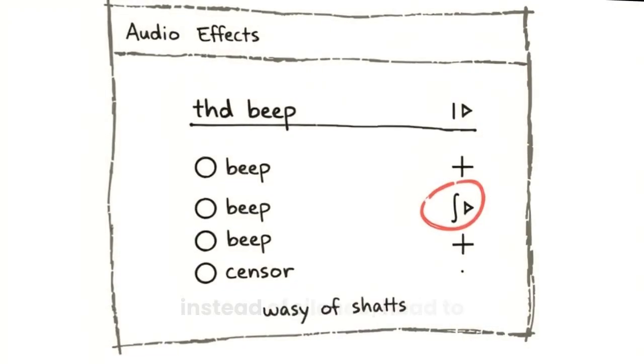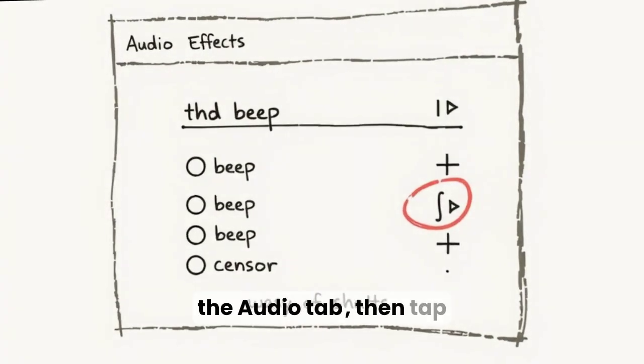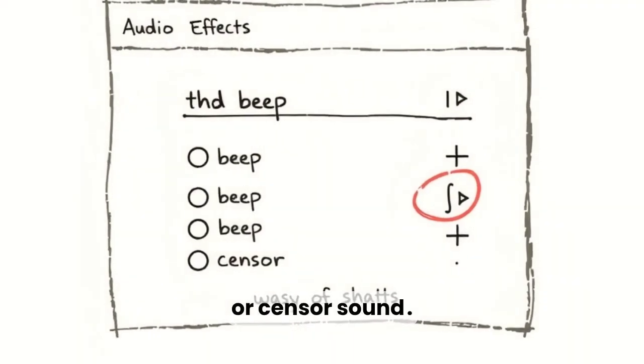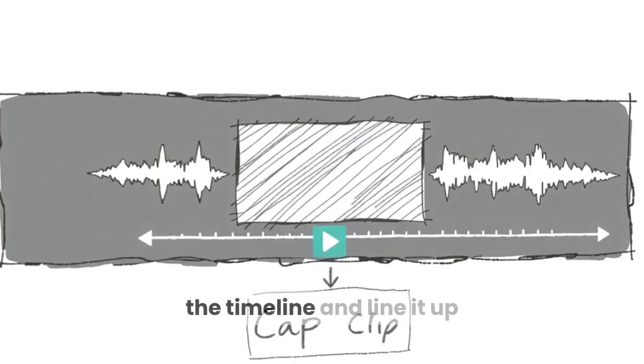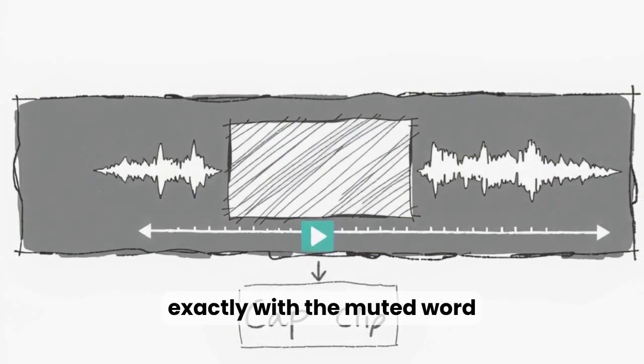If you want a classic bleep instead of silence, head to the Audio tab, then tap Effects and search for a beep or censor sound. Drag that sound effect onto the timeline and line it up exactly with the muted word clip.